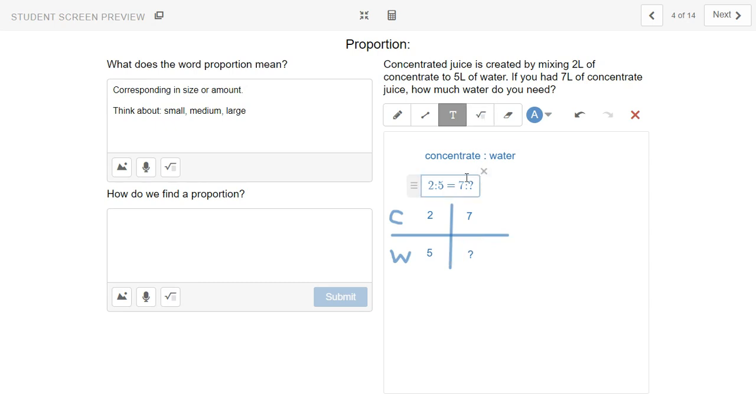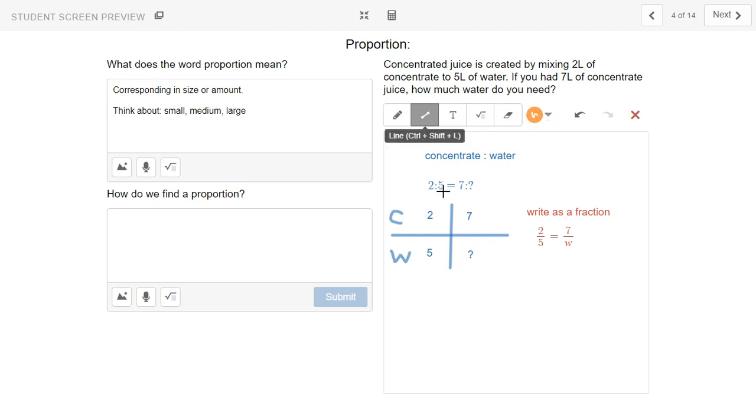Let's write this as a fraction. So as a fraction, I'm going to take these numbers and make it into a fraction, then this number into a fraction. So 2 over 5 is equal to 7 over W. I'll use W to represent our unknown amount of water.